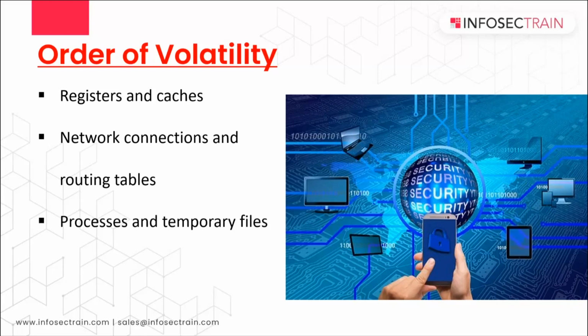Okay, so processes and temporary files are the next most volatile data, as they can be created and deleted quickly and may not be saved to disk. Like the Sony Entertainment hack. Basically, in the Sony Entertainment hack, hackers installed malware in the Sony Entertainment system, in the network.